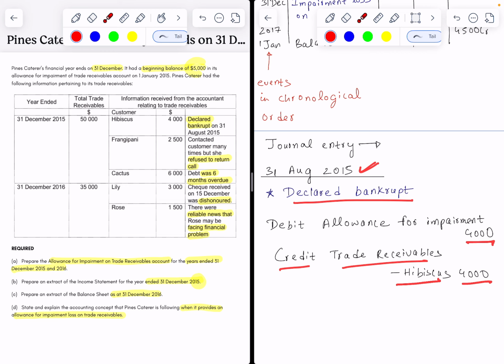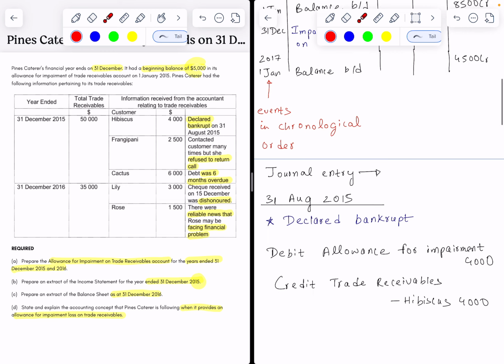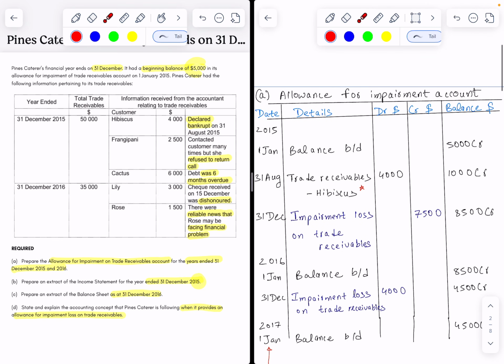Since the allowance for impairment account is debited in the journal entry, in the ledger account on the debit side, we are including $4,000 for 31st of August 2015, with the relevant cross-reference, the account we're using in the details column, being the current asset account for trade receivables, specifically the account for Hibiscus. Don't just write trade receivables because you will lose marks. You need to be specific with the customer, who in this case is Hibiscus.